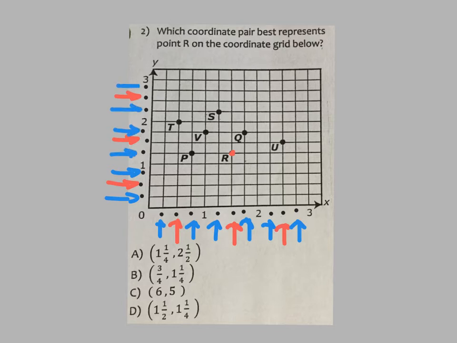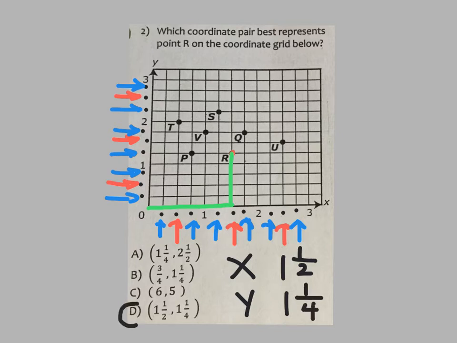So when I read this coordinate plane, I read it like this. To get to R, I go across the x-axis all the way to, it appears to be 1 1/2. And then up the y-axis beyond 1 to 1 1/4. So my answer appears to be x is 1 1/2 and y is 1 1/4, which appears to be answer choice D.